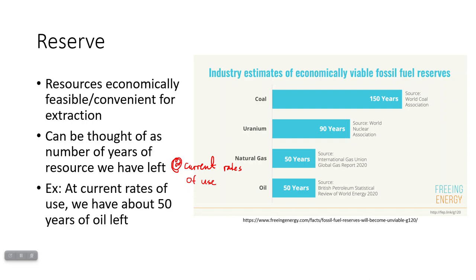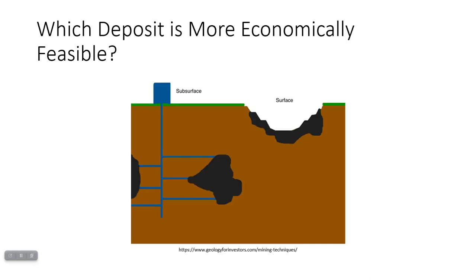So, an example: at the current rates at which we use it, we have about 50 years of oil left, about 50 years of natural gas from non renewable sources. Natural gas is a weird one. We can actually produce more of it. We'll talk about that later. Uranium, which is the major fuel source for nuclear power, we have 90 years of it. And coal, we do have 150 years of it left. But as we are going to talk about, it is a major environmental problem to use coal.